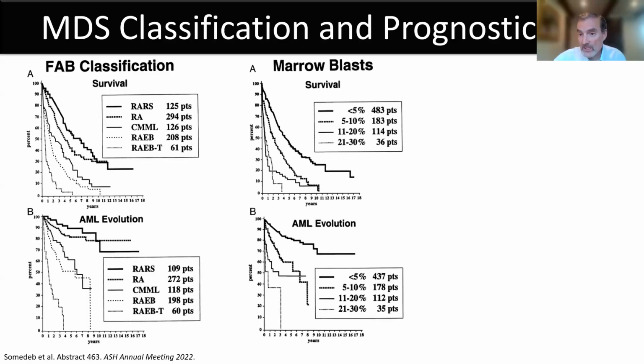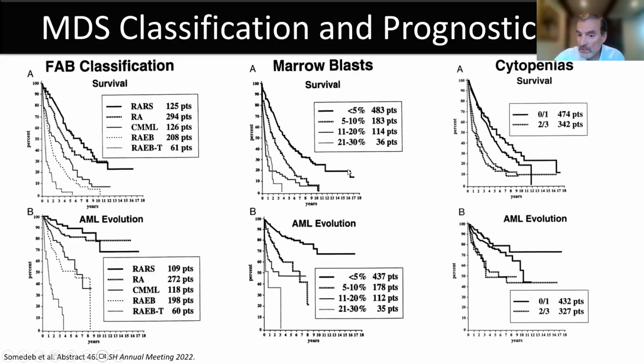But there are other factors that come into play as well. For example, how many bone marrow blasts there are. The more bone marrow blasts that are present, the more quickly that this curve drops off, meaning that patients don't live quite as long, and the more likely they are to develop acute myeloid leukemia. And the fewer blasts that patients have, then the longer that they live.